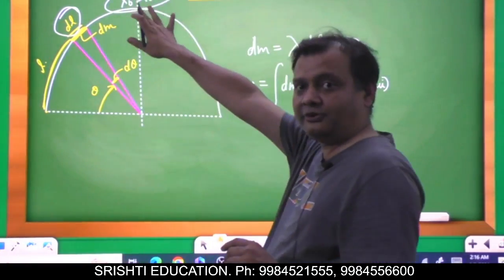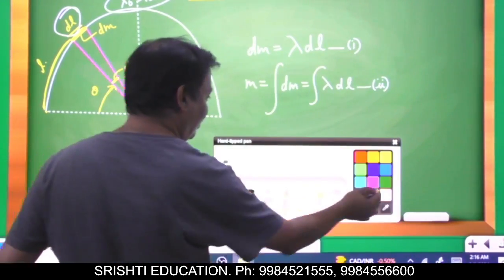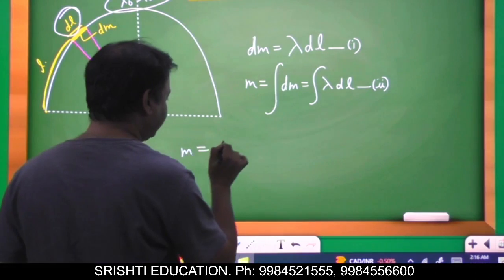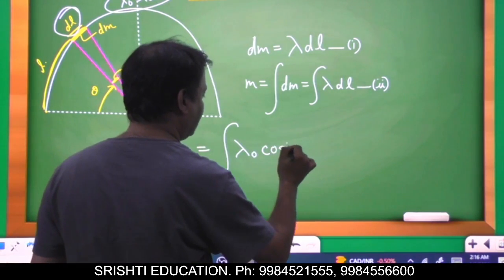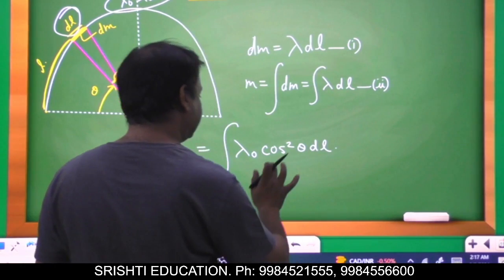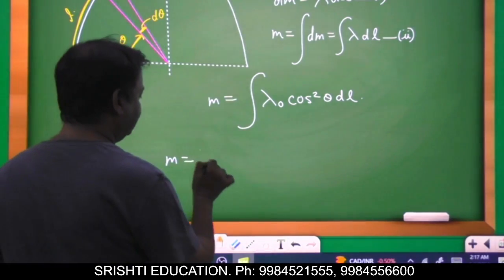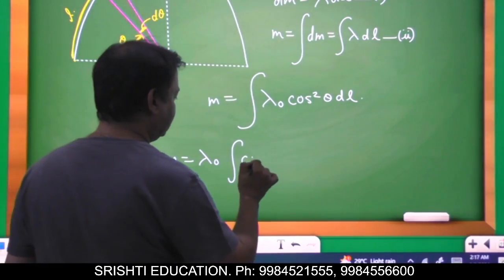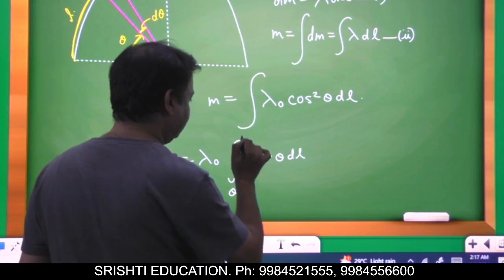So lambda is a function of theta. So lambda is continuously changing, so lambda will not come out of the integral. Instead, you have to put the value of lambda as given in the problem. So it is lambda naught cos square theta dl. Now can I bring lambda naught outside? Yes, lambda naught can be taken as constant. So what is left is cos square theta dl from theta 1 to theta 2.